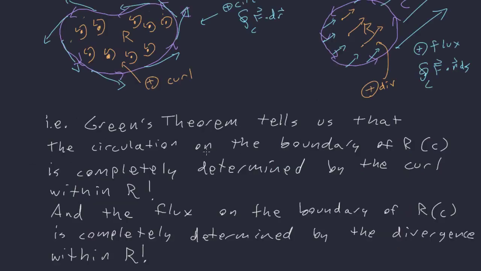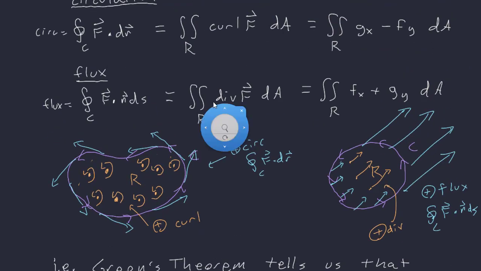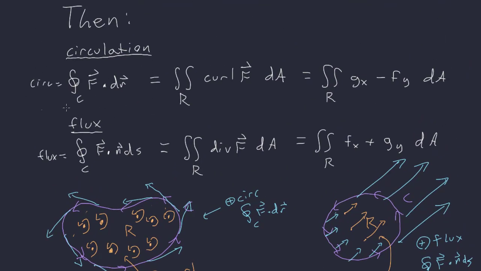All right, so essentially Green's theorem tells us that the circulation on the boundary of our region R, which is our path C, is completely determined by the curl within R. Similarly, the flux on the boundary of R, which is our path C, is completely determined by the divergence within R. So these two things are joined together, and what Green's theorem tells us is how they are joined together. Specifically, the circulation is the double integral of the curl, while the flux is the same thing as the double integral of the divergence.